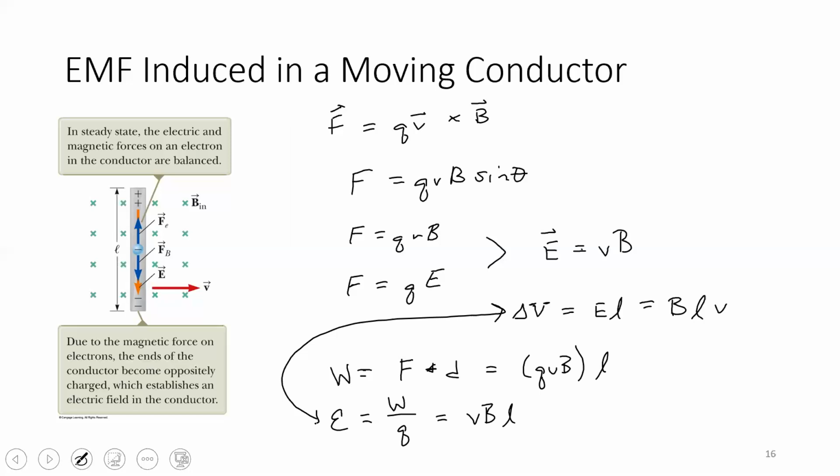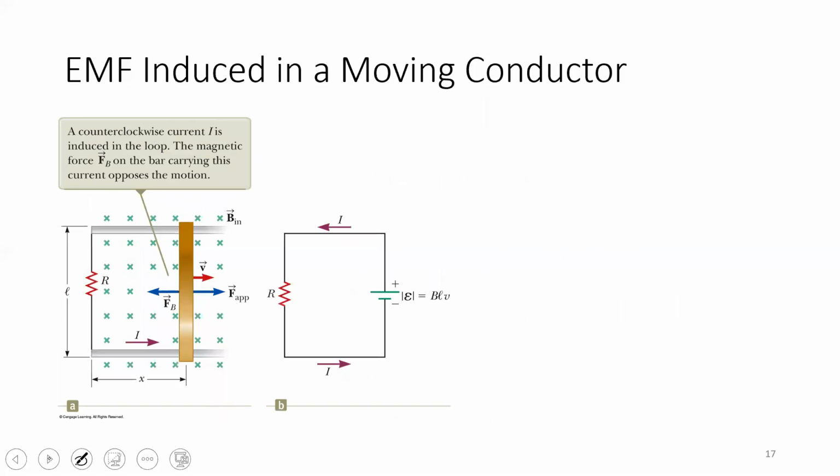So that's the EMF induced in a moving conductor. We get charges pushed to either end of this moving conductor because they are moving through a magnetic field. Now, we get that change in potential, but if we don't have a closed circuit, we're not going to have any current. So let's look at the next step where we do close that circuit and have a loop to see what current happens.